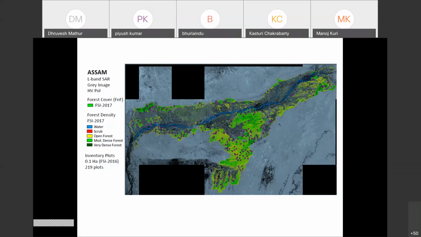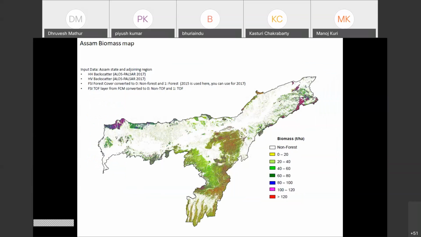Inventory actually collects the girth information of the tree, the height information, the tree species, etc. at a plot level, and with that information, using the ground inventory points, the biomass of each individual sample plot is assessed, which is then related with the SAR polarization L band, and then we generated the biomass map for the state of Assam.